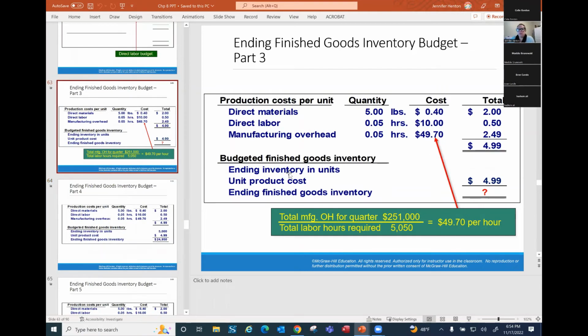So for ending inventory in units, the unit product cost is going to be $4.99. Down here, they're telling you again where that $49.70 came from. That was that calculation that we just did for manufacturing overhead.